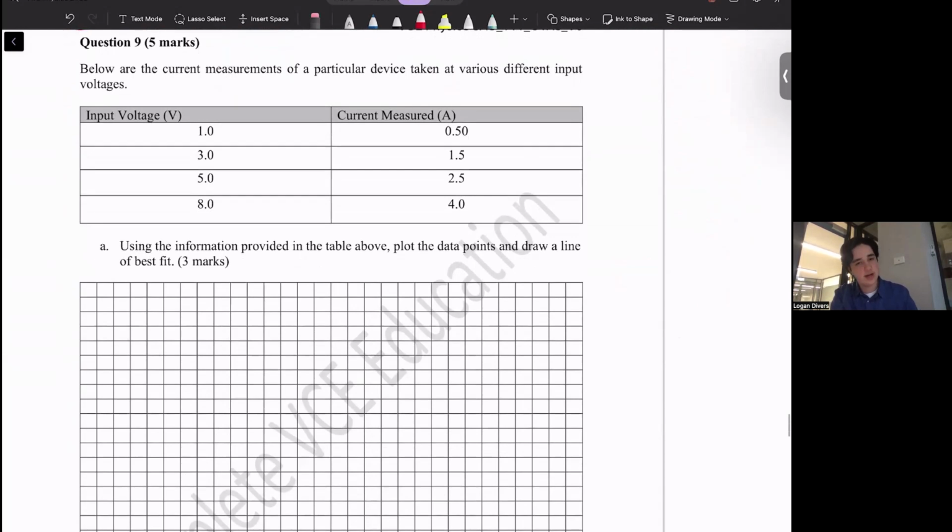So now we're on to question 9. This is going to be sort of the token practical question. Every single one of your SACs, or maybe the whole SAC itself, is going to usually be a practical analysis. In question 9, we have below the current measurements of a particular device taken at various different input voltages. I have an input voltage of 1 volt, 3 volts, 5 volts, and 8 volts. That corresponds to a current measured of 0.5 amps, 1.5 amps, 2.5 amps, and 4 amps.